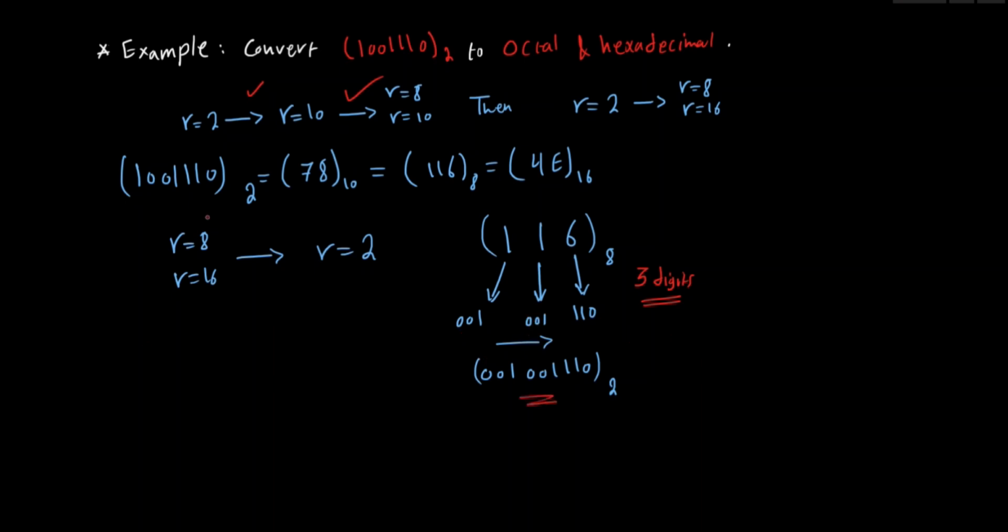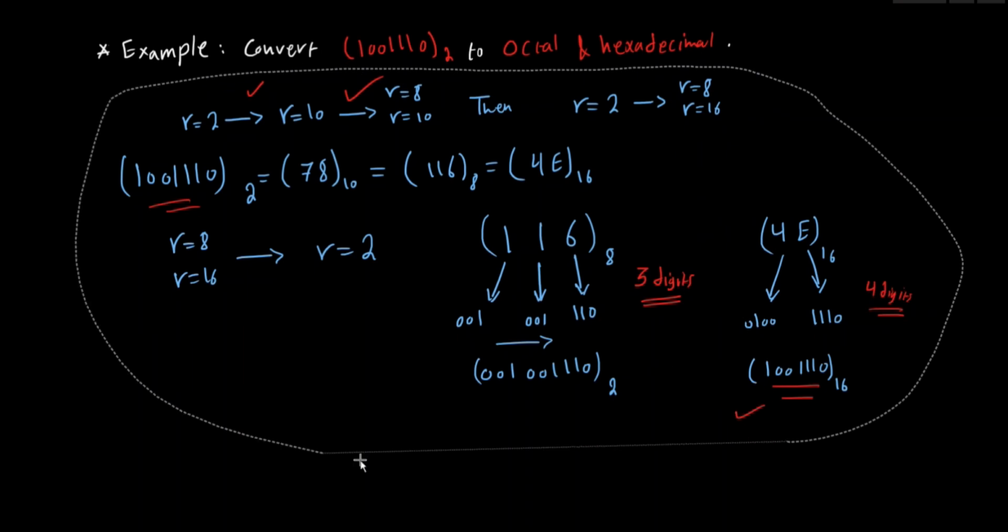So our result here matches the original number in binary. So our answer is definitely correct. And let's see how that plays out for the hexadecimal system. E is represented by 1110. And 4 is represented by 0100. Let's put them together. We have 1001110 in the hexadecimal system. That matches our original number. So bingo.